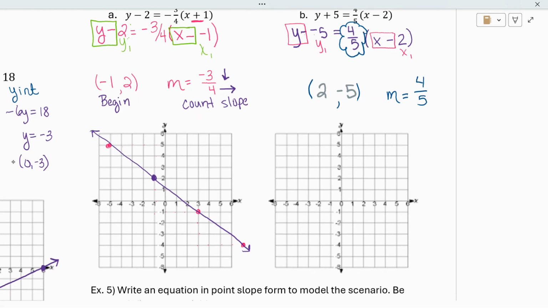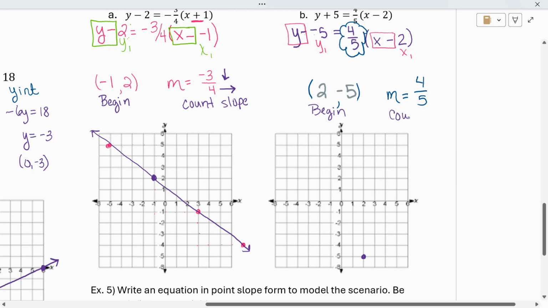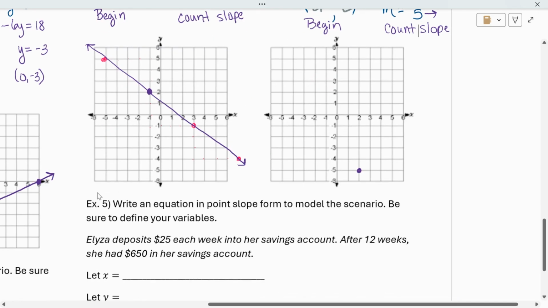So where do I begin? Where do I begin, Kenna? Okay, so I'm going to begin at the ordered pair, which is +2, -5. And then what do I do? Ariana? Yes, ma'am. Then you count your slope. We're going to go up 4 and to the right 5. Up 1, 2, 3, 4, to the right 1, 2, 3, 4, 5. This one actually goes off of our graph.